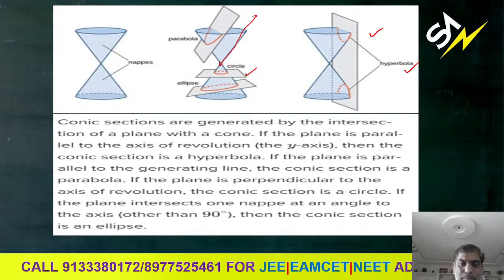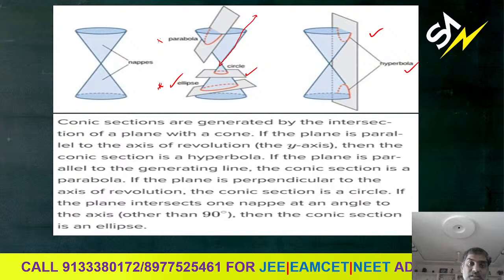If the plane intersects one nappe at an angle to the axis other than 90 degrees, look into this clearly, that means it is not parallel to the y-axis and it is not parallel to the x-axis. Here the y-axis is nothing but the axis of revolution, and the x-axis is perpendicular to the axis of revolution. So the two cases are not there, which means it is not a circle and it is not a hyperbola. Then what is it? It is an ellipse. Ellipse is our today's topic. Then the conic section is an ellipse. So today we are going to discuss this ellipse.